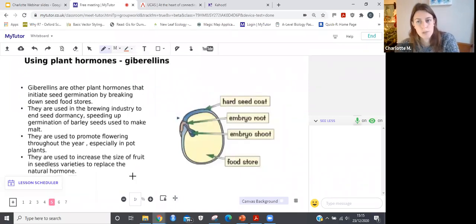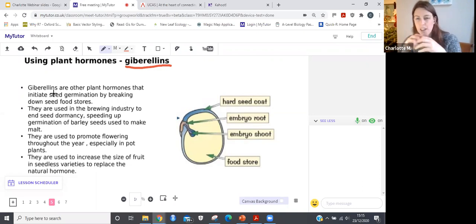Okay, so auxin was the first one, and auxin is the one that you need to know the most about. But there are a couple of other hormones that you need to know about and just their rough functions within the plant. So one of those is gibberellins. Gibberellins are another plant hormone, and they initiate seed germination by breaking down the seed food source.